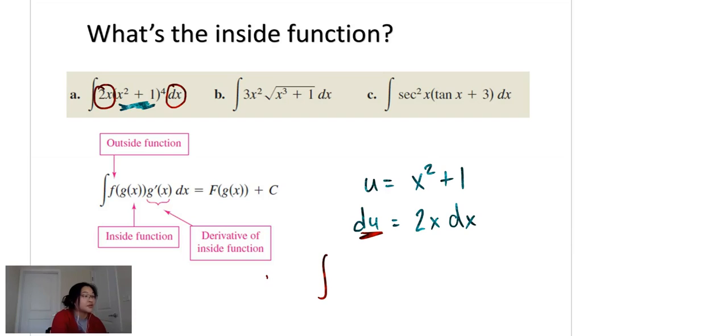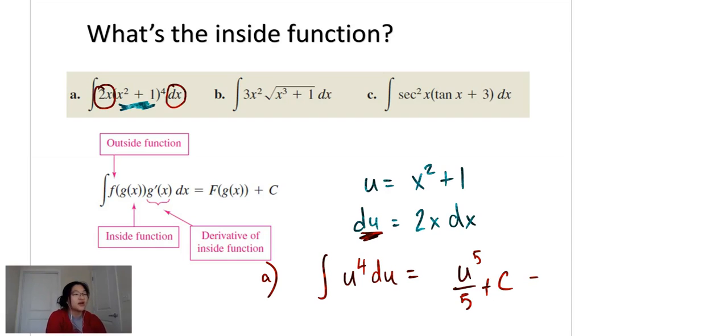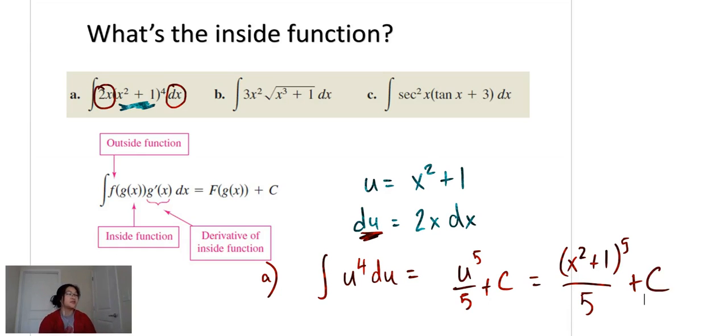So I'm going to rewrite for part A. What do I have? I have x squared plus 1, which is u, to the 4th power, times du. And what is that? u to the 5th over 5 plus c, constant of integration. And u to the 5th over 5, well, that's going to equal x squared plus 1 to the 5th over 5 plus c. And there we go. That is the antiderivative of A. So that's my indefinite integral, evaluated.